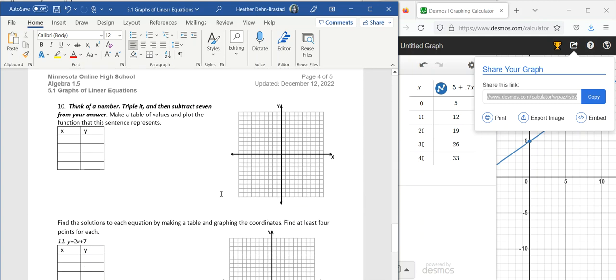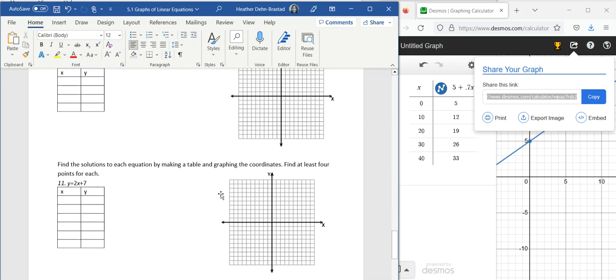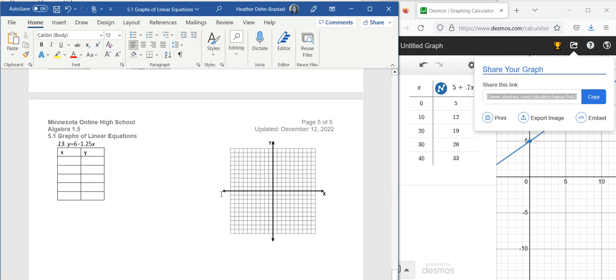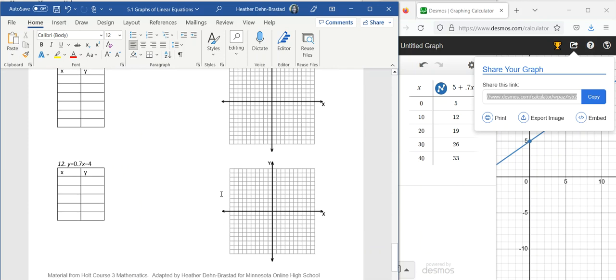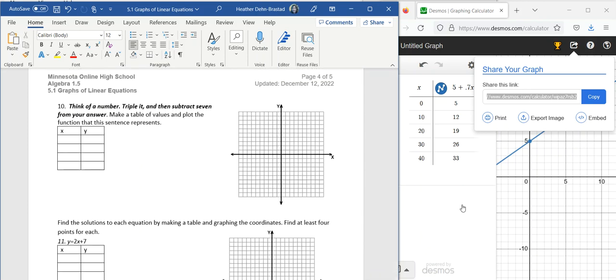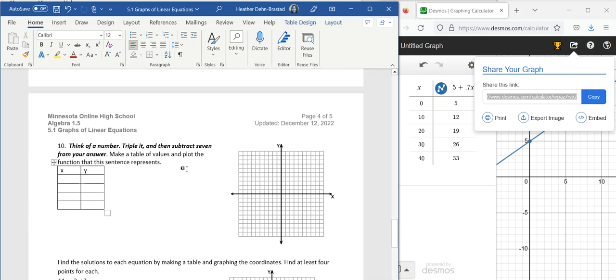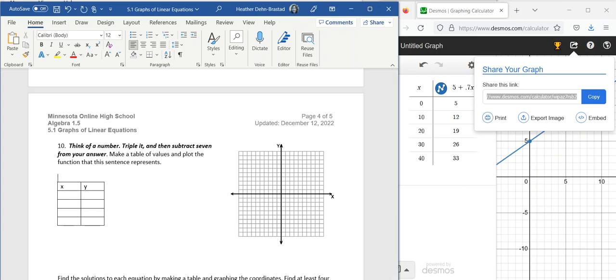Okay, then there's some problems where you are going to have an equation and you're going to graph the lines and make tables. Again, you can use Desmos to help you check these, but you should try them on your own. So number 10 says, think of a number, triple it, and then subtract 7 from your answer. So this one doesn't have an equation yet, so we need to figure out what we're doing. So my number is going to be x, my answer will be y.